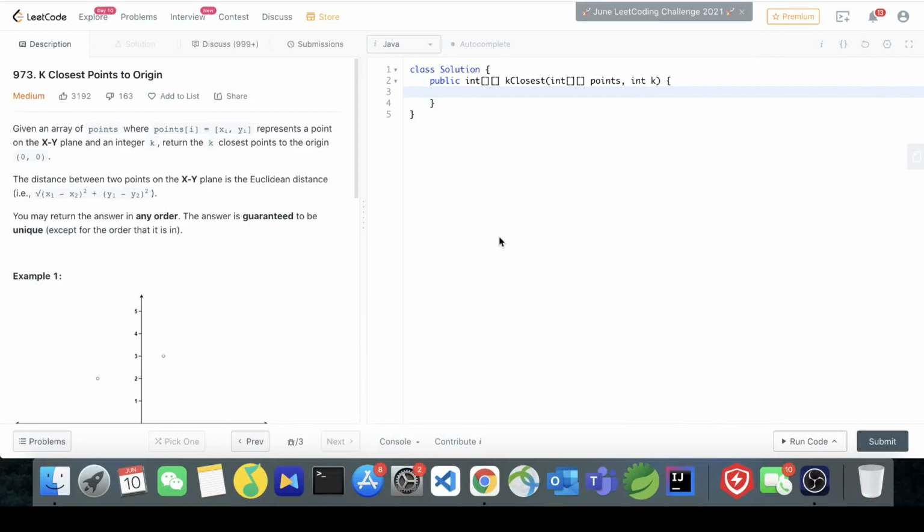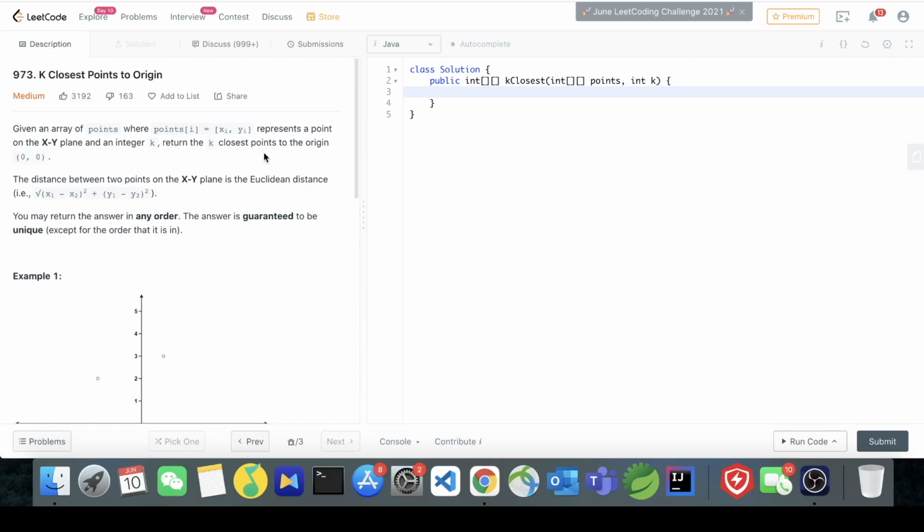Today we'll be working on another LeetCode question, k closest points to origin. For this question, we are given an array of points where each point has x and y, and we have to return the k closest points to origin.